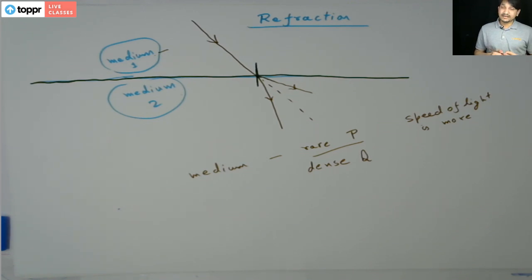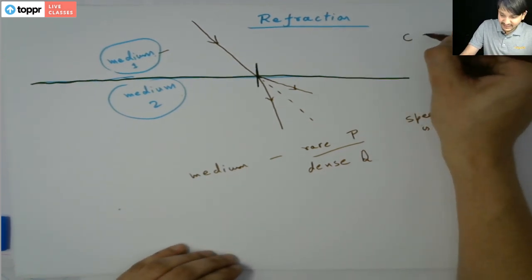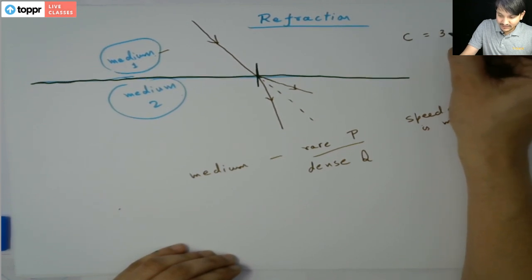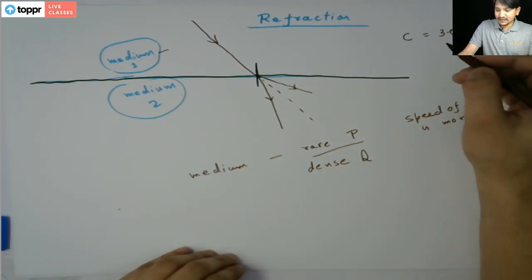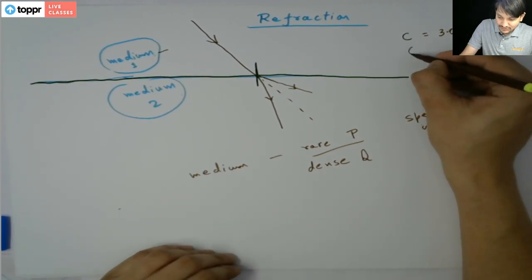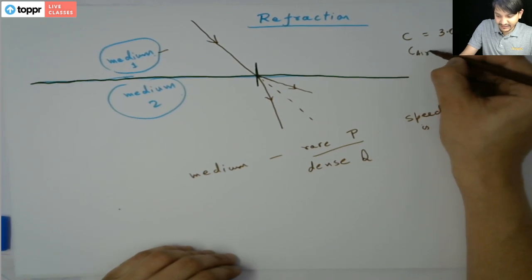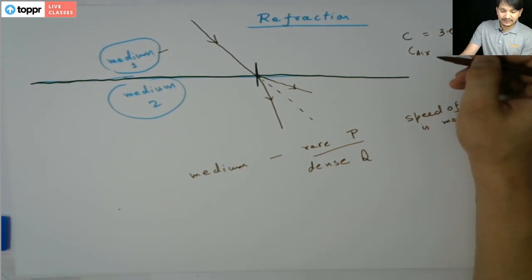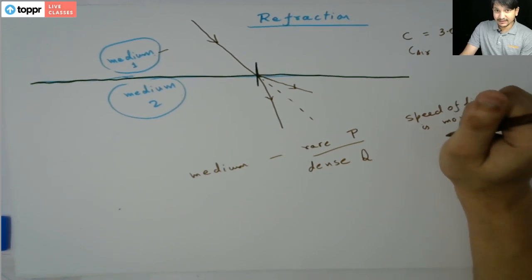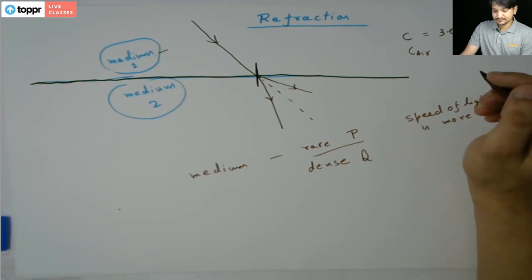Now consider it in the context of vacuum. Speed of light is believed to be fastest in vacuum, that you know is given by c, very close to 3.0 times 10 to the power 8 meters per second, and this is also almost the speed of light in air, but the speed of light in air is not exactly the same as in vacuum. It is slightly less. So in comparison to vacuum, the medium air is slightly dense.